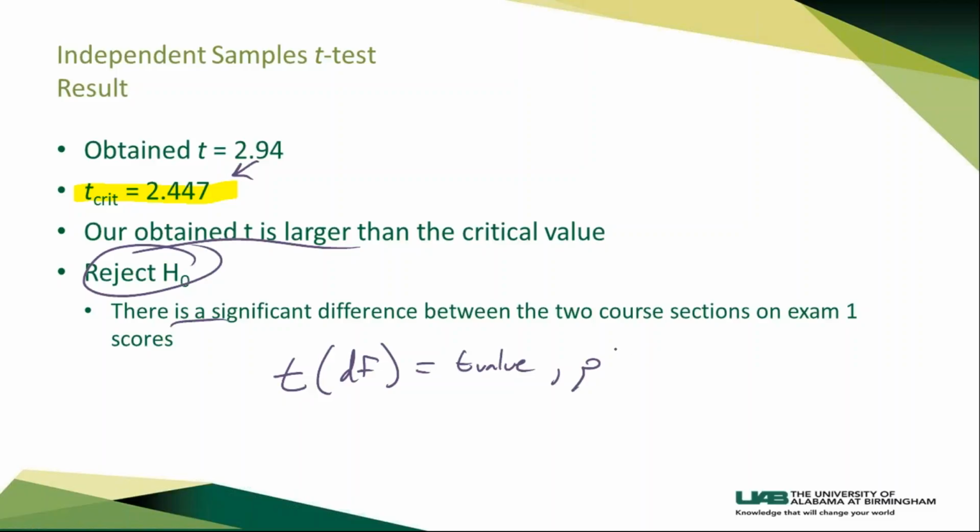and its relation greater than or less than 0.05. We have 6 degrees of freedom. Our t value is 2.94, the one that we calculated, and that was larger than the critical value, so p less than 0.05.